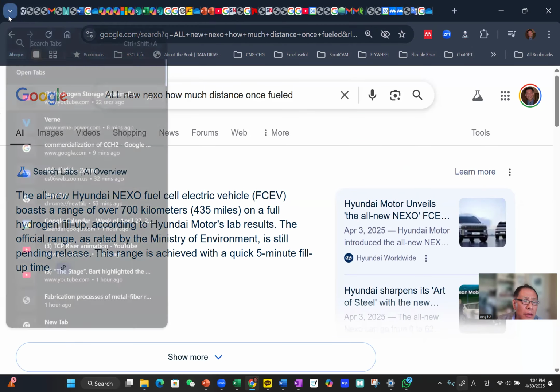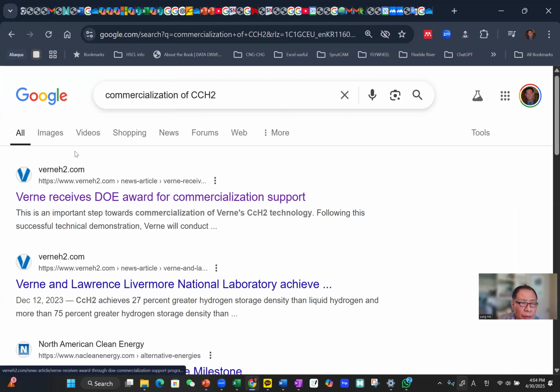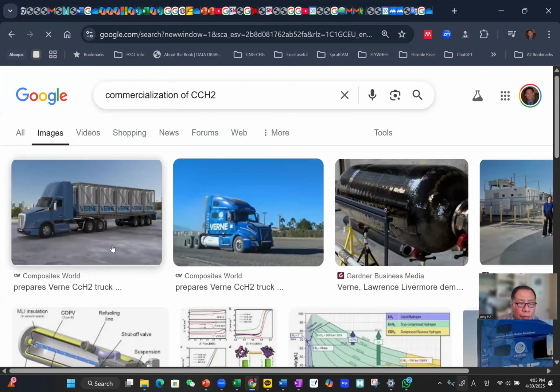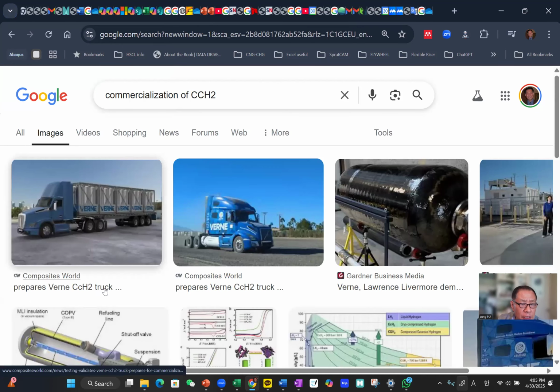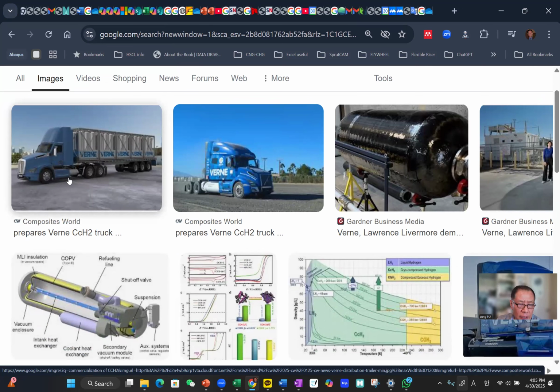The CCH2 truck has been developed. As you can see, with a one-time charge, the distance can be about 1,000 kilometers. Imagine that. It's a really good one.